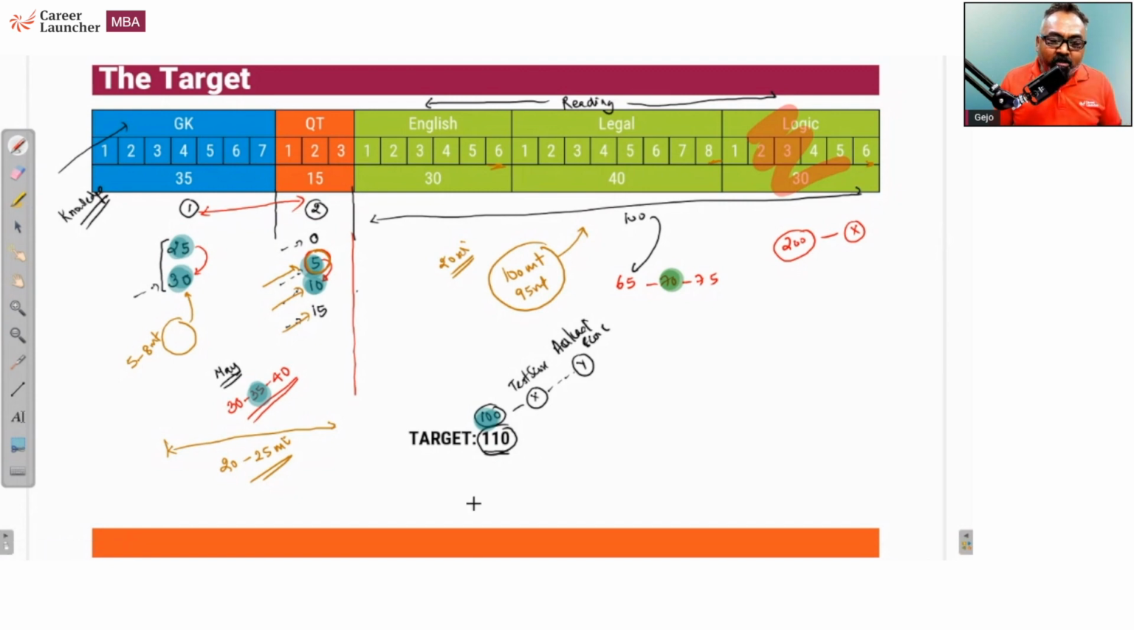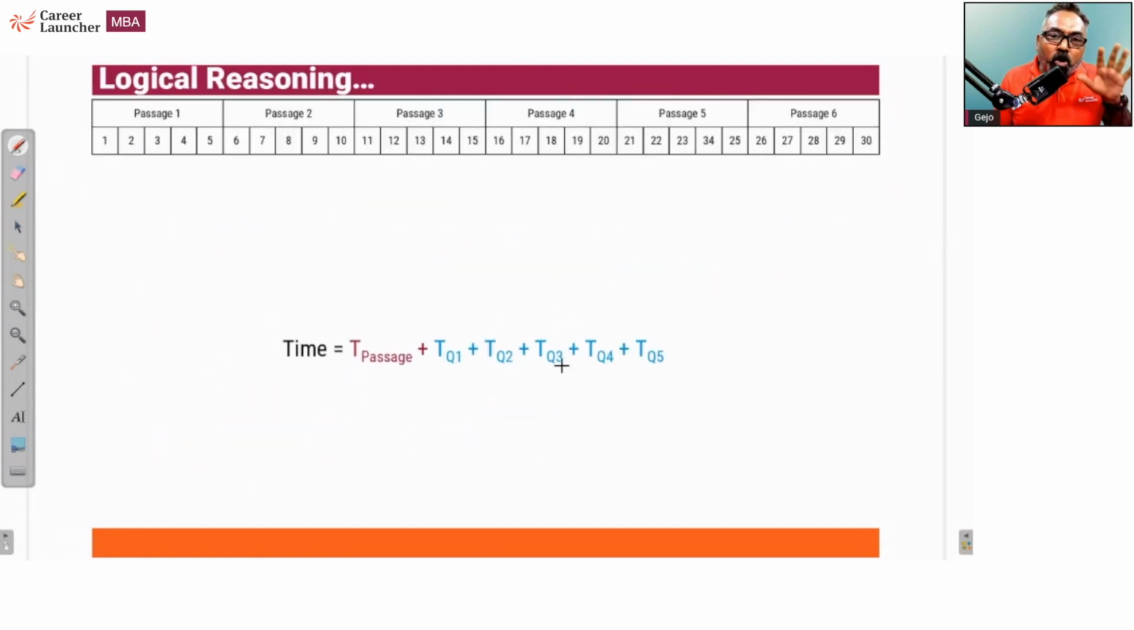That's what I want to discuss next. What I'm going to talk about logical reasoning will be true for reading comprehension, and also for legal reasoning. You've got 6 passages, you've got 30 questions, right? And let's say I have to spend 5 minutes on an average. It's on an average. It's not like 5 minutes for every single set.